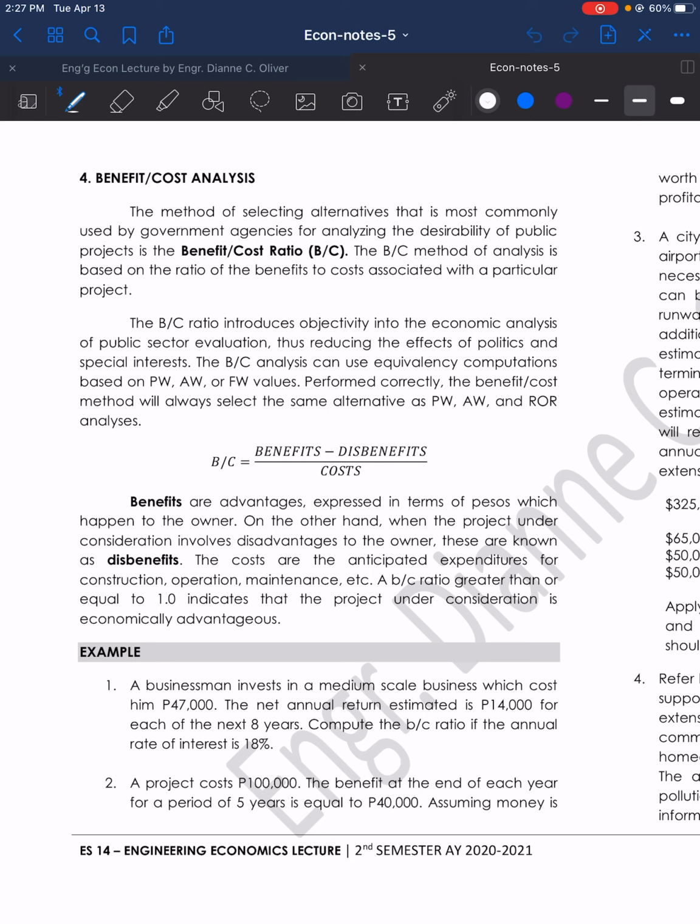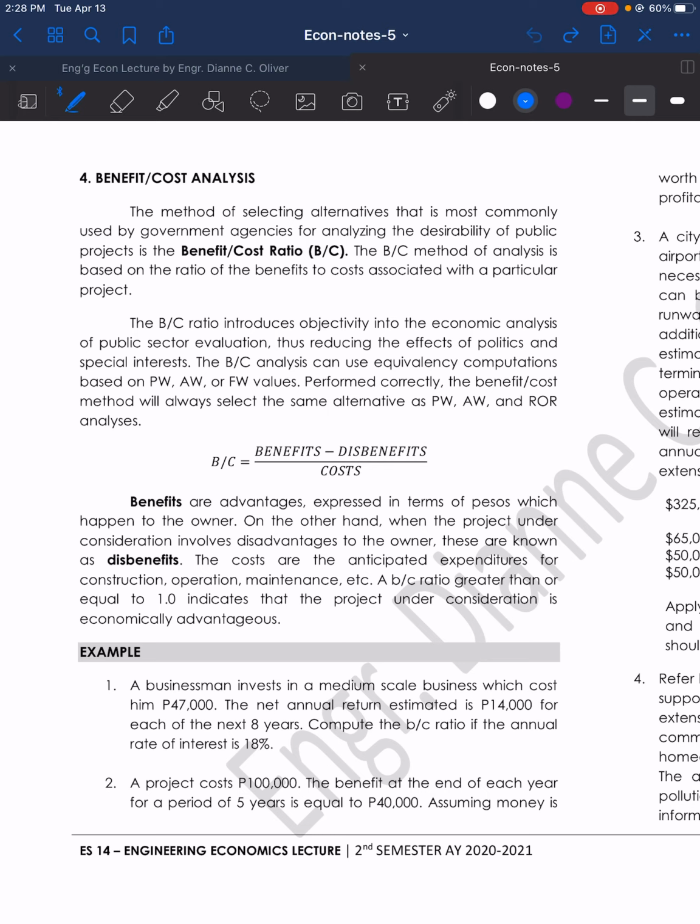So we can still use either present worth, annual worth, or future worth in computing for the benefit cost ratio. And the formula is benefits minus the disbenefits all over costs. Benefits are advantages expressed in terms of pesos which happen to the owner. On the other hand, when the project under consideration involves disadvantages to the owner, these are known as disbenefits. The costs are the anticipated expenditures for the construction, operation, maintenance, etc.